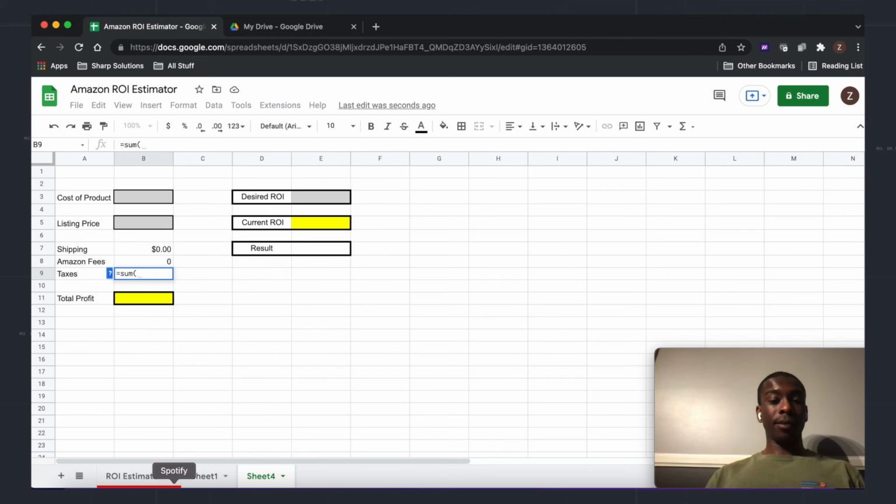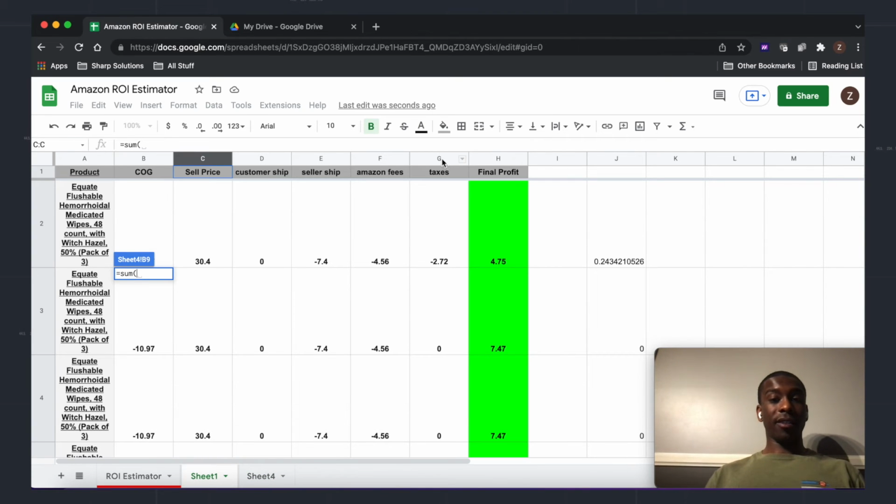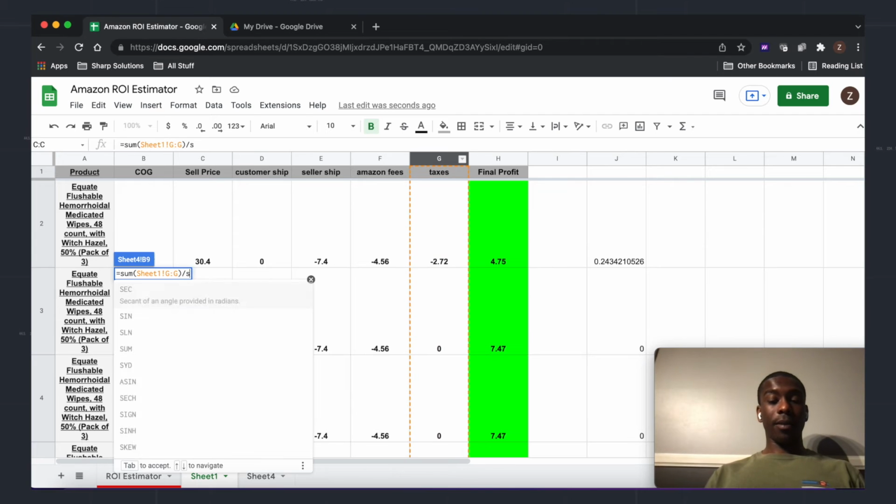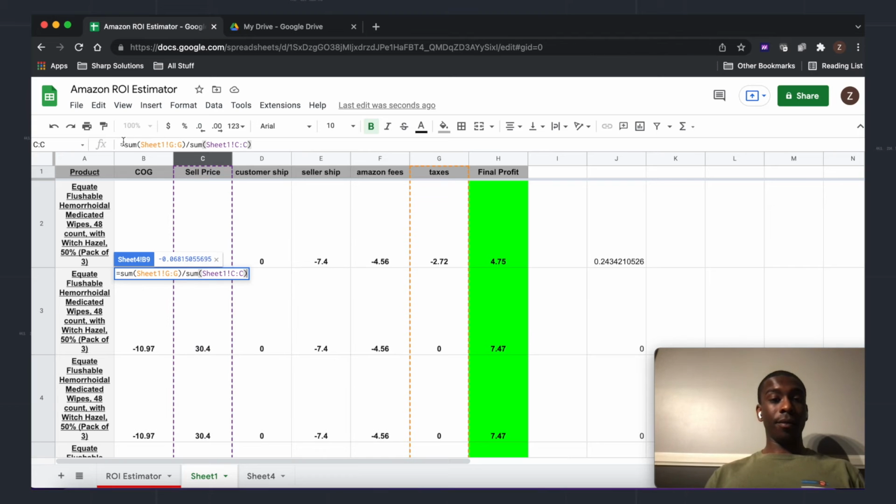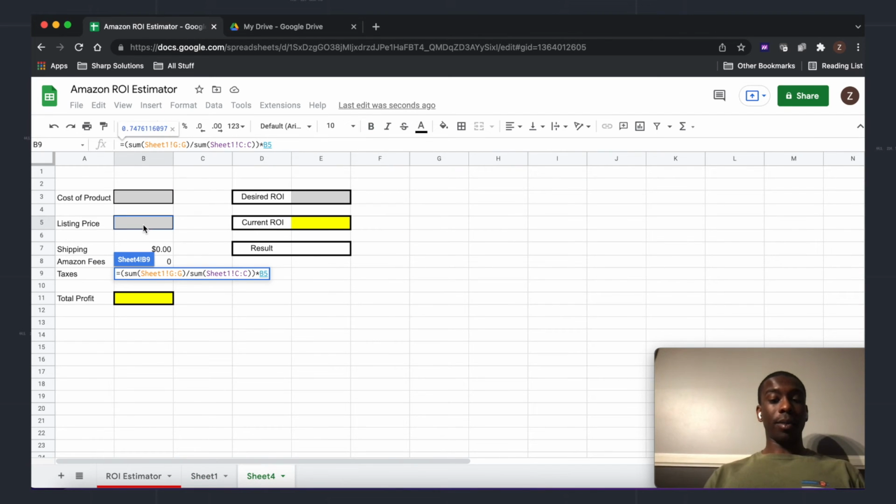And lastly, coming to do this again for taxes. So sum of the taxes divided by the sum of the sell price, wrapping that in parentheses, and multiplying it by the list price, and multiplying that by -1, making both of these currencies. Coming down here to total profit, that's going to be equal to your list price minus the sum of all three costs.